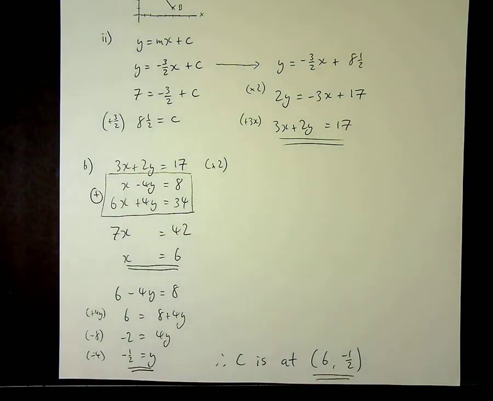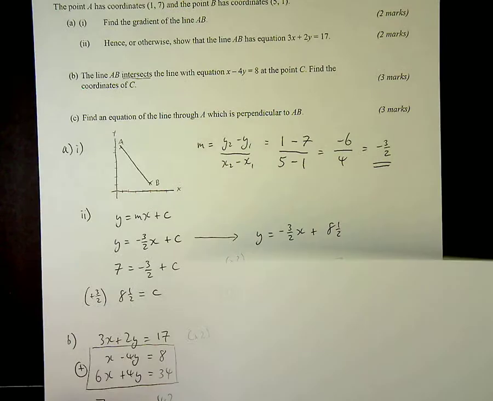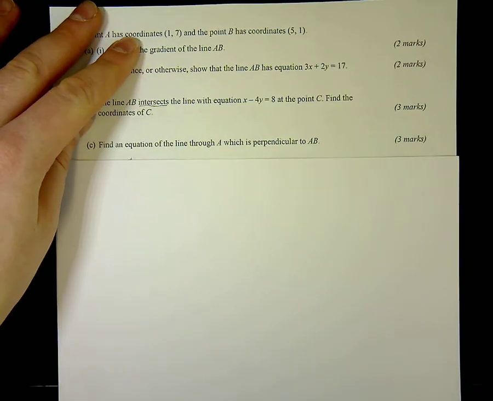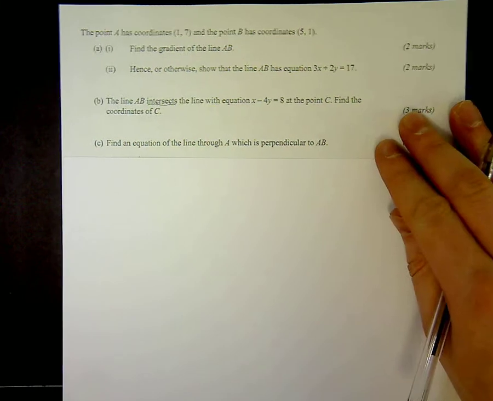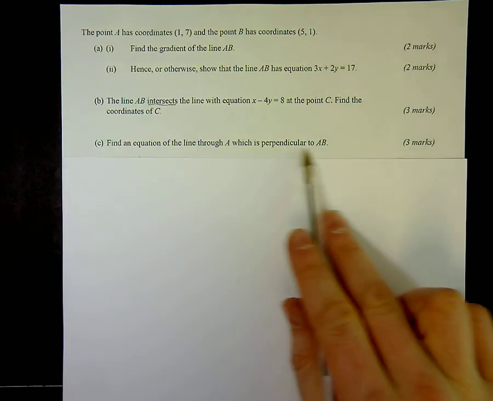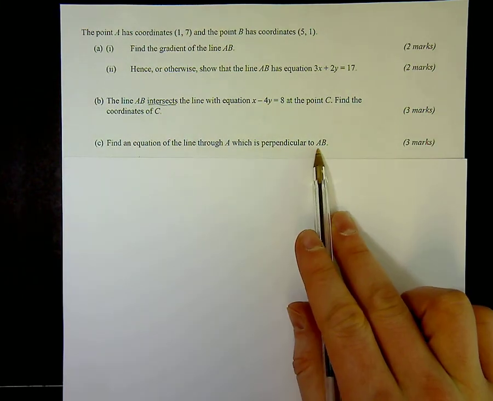For part C, find an equation of the line through A which is perpendicular to AB. So if it's perpendicular to AB, that's telling me something about the gradient. The gradient of AB, which I found earlier on, was negative 3 over 2.